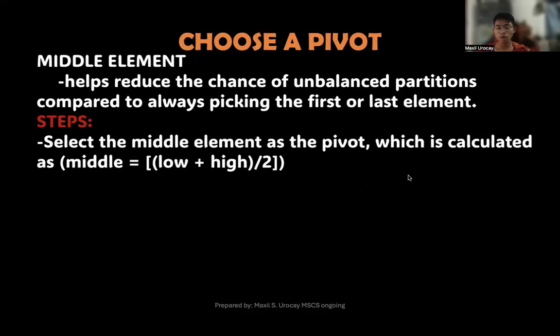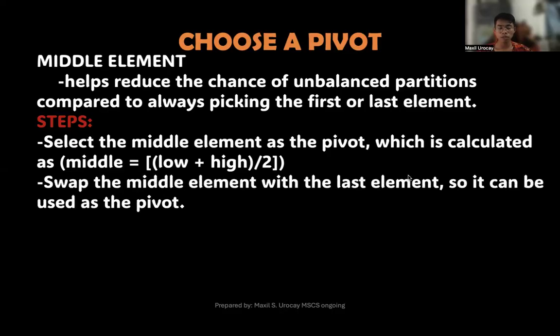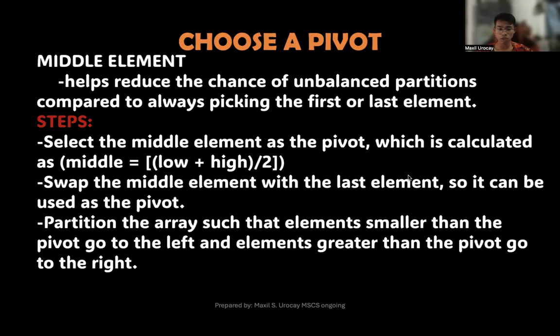In this case, we will select the middle element as the pivot, which is calculated as (low + high) divided by 2. For example, (0 + 7) divided by 2. That's how you will deal with that. Swap the middle element with the last element so it can be used as pivot. You have to swap that in the last element so that we can continue the process.